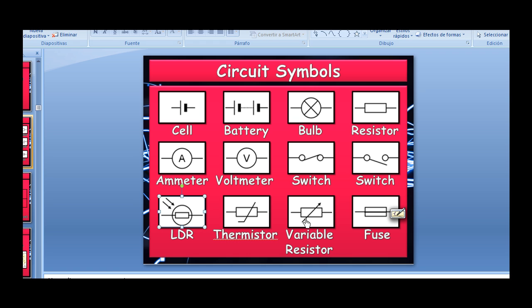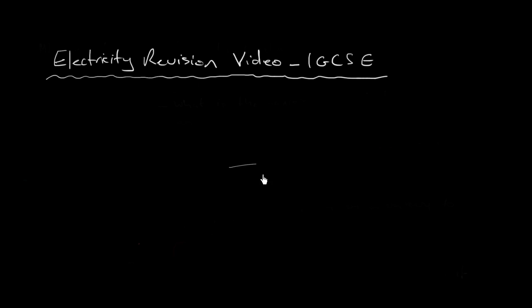A variable resistor is just a resistor with a knob on it, a dial you can turn up or down to increase or decrease the resistance. And the fuse is a safety mechanism that you should know about, made of a very thin piece of metal which melts when the current through it is above a certain value.